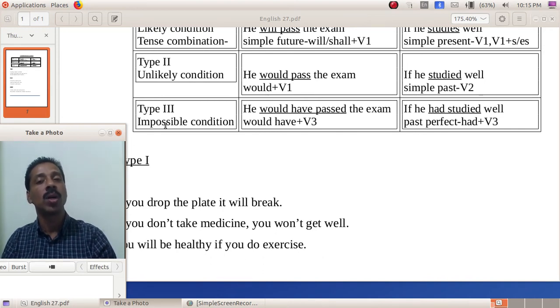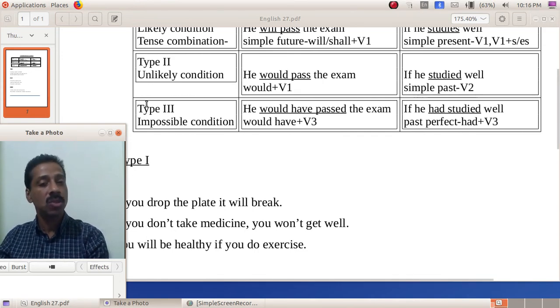Don't cry over spilt milk. That means there is no meaning if you cry over the things that have already happened. So impossible condition means we can use this only after the completion of everything. As we doubted in the case of this particular person, the person really didn't study, so he failed in the examination. Only afterwards, after the result, we can say what?